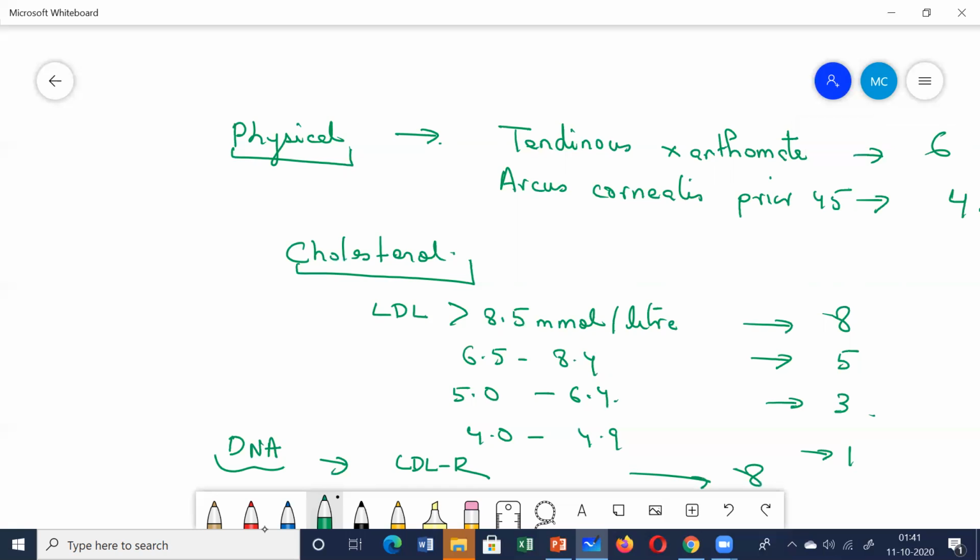Depending upon these, you add up the points, and if the total comes out to be 8 points or more, it is a definite FH. If it is between 6 to 7, it is probable, and if it is 3 to 5 points, it is a possible FH. If it is less than that, then you can rule out FH.